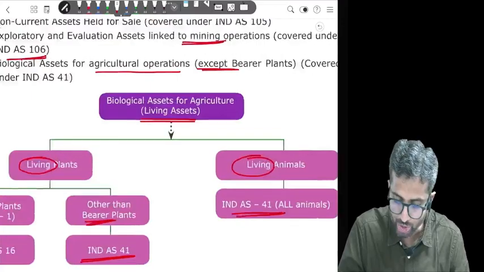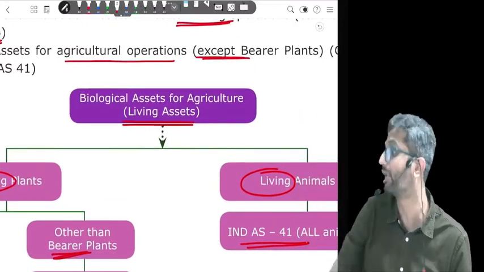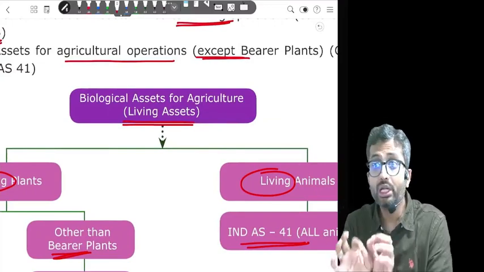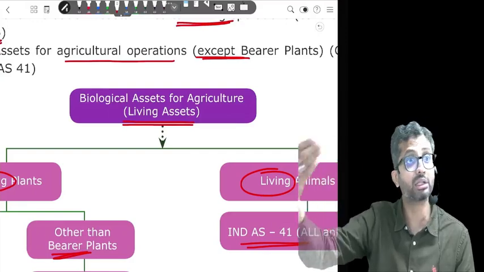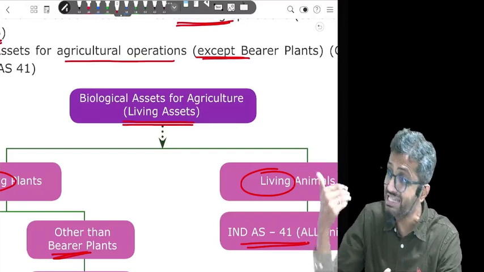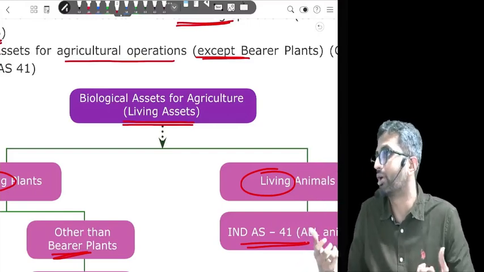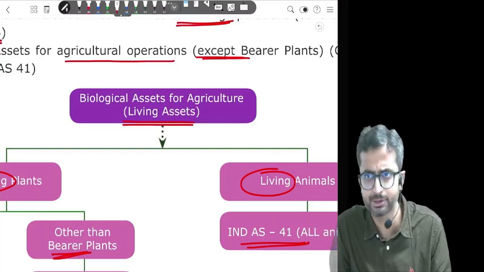So when we say biological assets, students generally have this impression that all biological assets go under 41. That is wrong. Only biological assets for agricultural purposes will go under Ind AS 41. Other biological assets like security dogs or animals in zoos will still continue to be under Ind AS 16, because 41 will not take them, as they are not used for agricultural purpose. Are we clear with this?